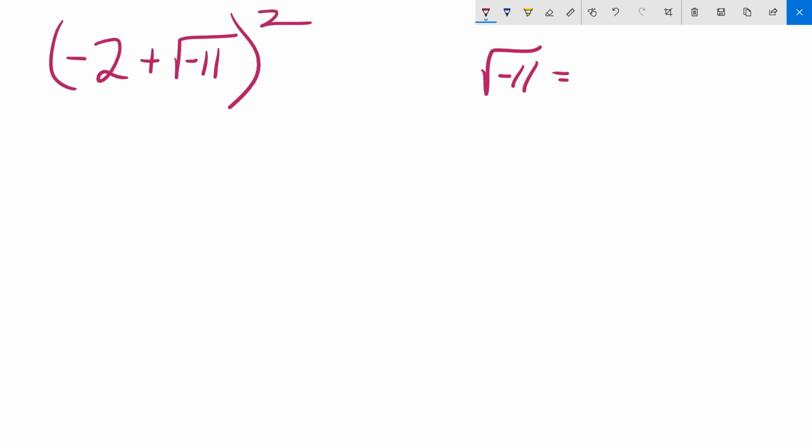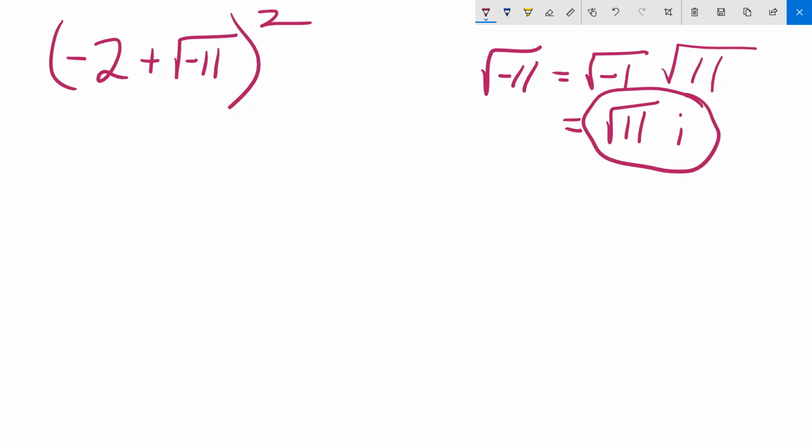Here's the way I do these. Very first step, I always take out the -1, which leaves the positive number, 11. And that is equal to root 11i. Now we're going to use that in place of root -11. And it does matter. It will give you a different answer if you try to do this the normal way.